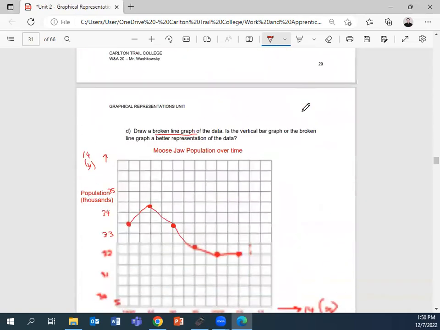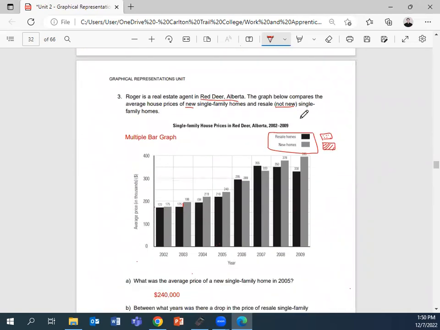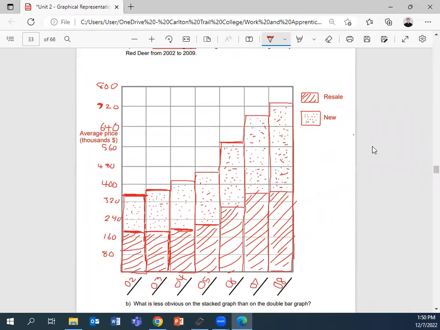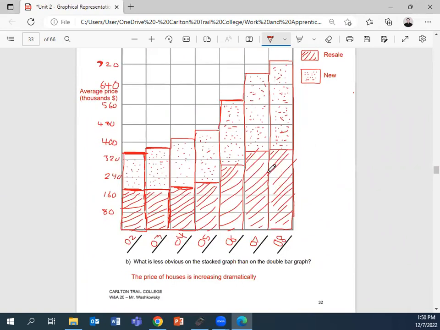I know we just did a whole bunch of stuff, so I do apologize for all the graph making here that we had to do. What's question B? Oh, question B, the price of houses increased dramatically.